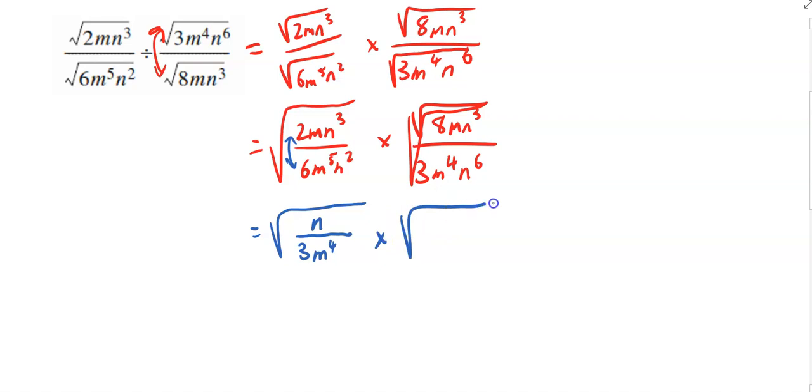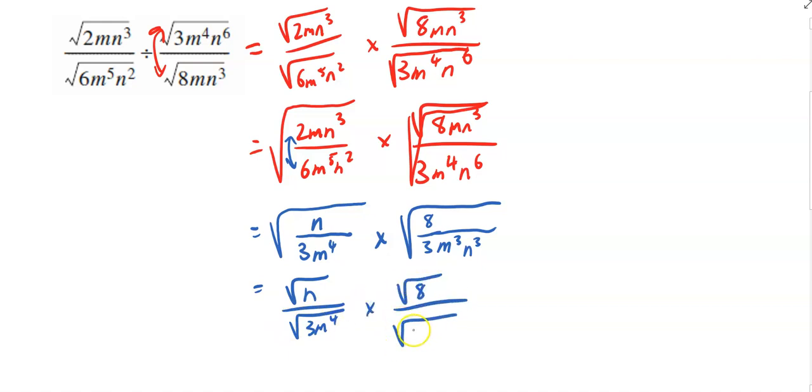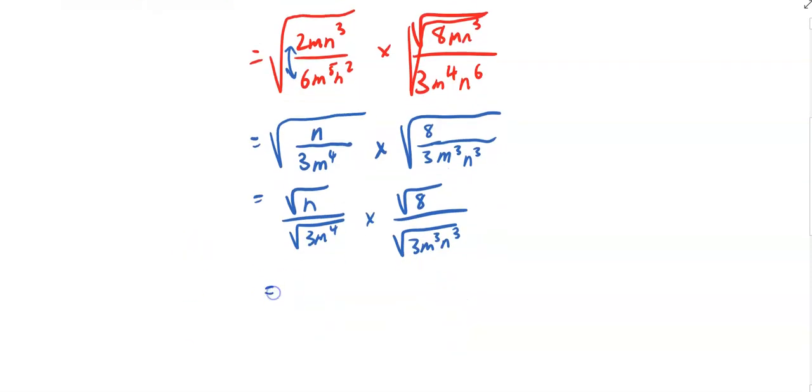And this one here, so the 8 over 3 won't simplify. The m and the m4, m to the 3, and the n3, n6, n to the 3 on the bottom. And then I can rewrite the whole thing again as separate surds, top and bottom. Like this.